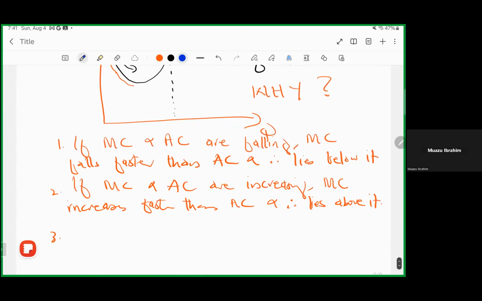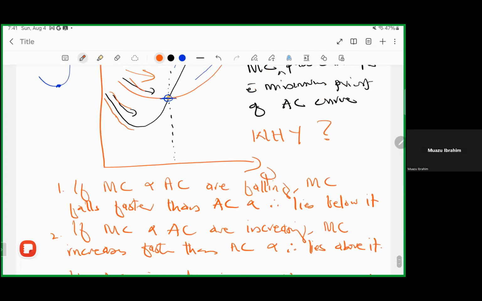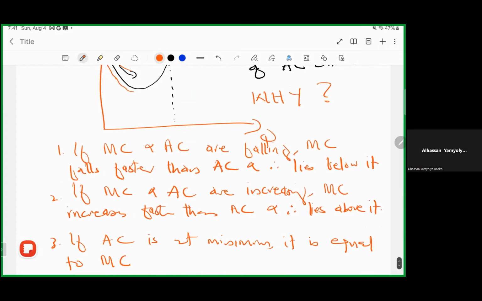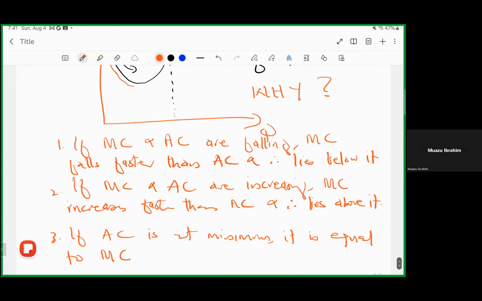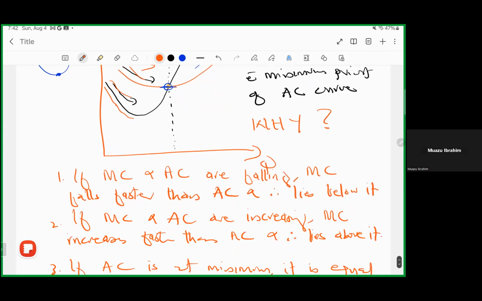So if average cost is at its minimum, it is equal to what? To marginal cost. So you can see it is equal to marginal cost. So if I ask you to explain why, or show the reason why, marginal cost passes through the minimum point of the average cost curve, this is the answer.